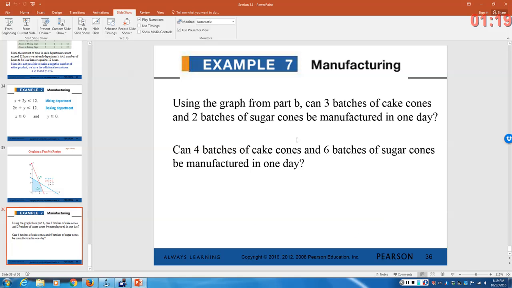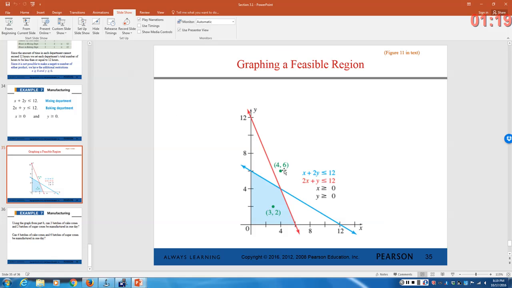Okay, the other question is, can they make 4 batches of cake cones and 6 batches of sugar cones in one day? And you almost shouldn't even have to answer that, because considering that one or the other of these is going to be doubled in both of the equations, you're going to exceed the potential amount for 12 hours. And the point 4, 6 does indeed fall completely outside the feasible region, so that's not possible. Okay?